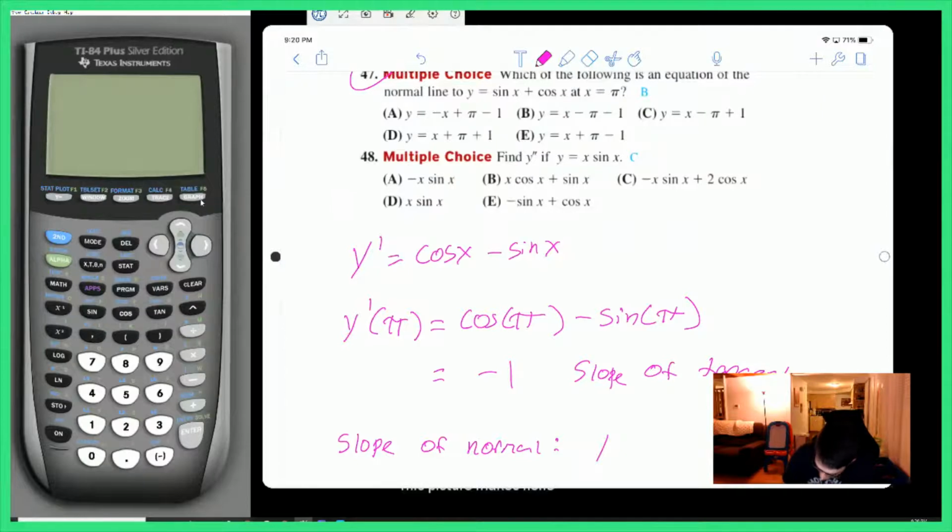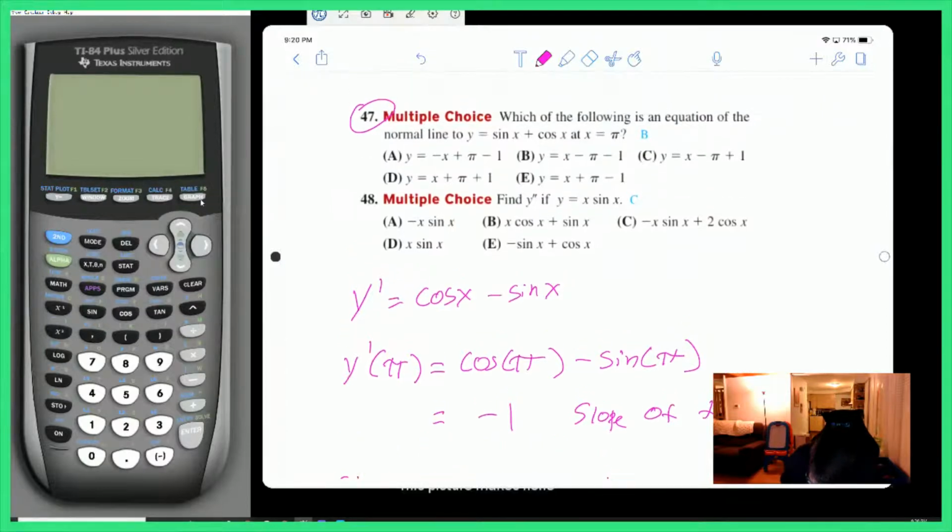So I just plug pi in the original. I'm just going to do that up here just so I save some space. So pi goes into sine x, and out comes a 0. Pi goes into cosine x, and out comes a -1. So I believe pi comma -1 would be the coordinate because the sine went away and cosine pi is -1. So I get pi comma -1.